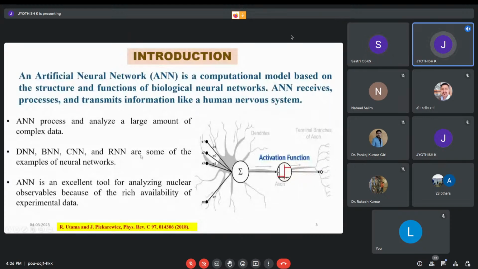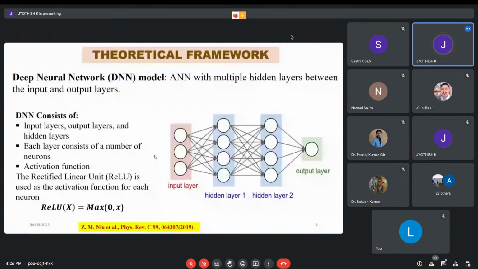So we have different types of artificial neural network like DNN, deep neural network, Bayesian neural network, convolutional, and recurrent neural network. Here, in this presentation, we are using the deep neural network method for finding the total binding energy and beta decay energy of the system. The deep neural network consists of input layers, output layers, and hidden layers, shown here. Each layer consists of a number of neurons. These neurons are connected with the activation function.